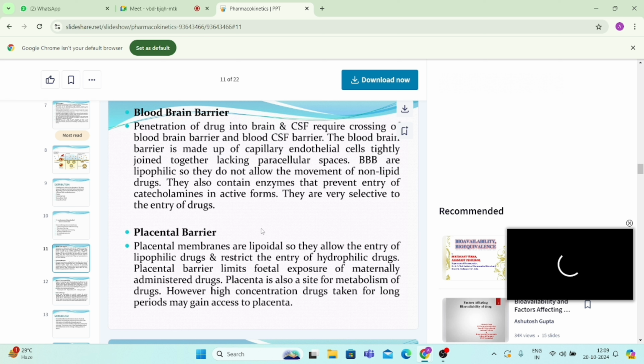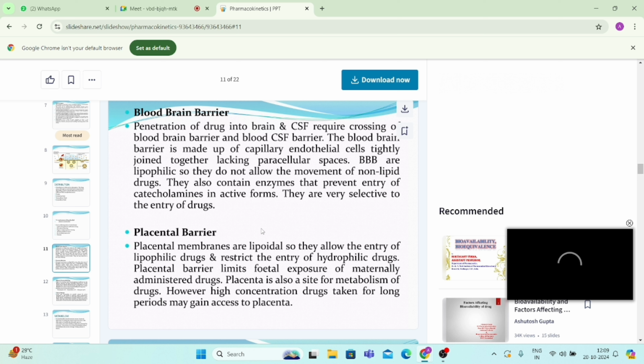And we also have barriers. We have 7 barriers in the body in total. So the drug has to cross these barriers also to make its distribution process complete. First is the blood brain barrier. In a sense, we all know the connection, the corpus callosum, between the right hemisphere and the left hemisphere.